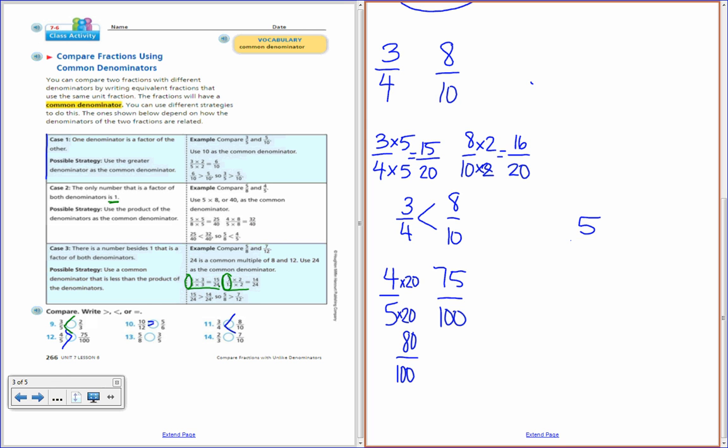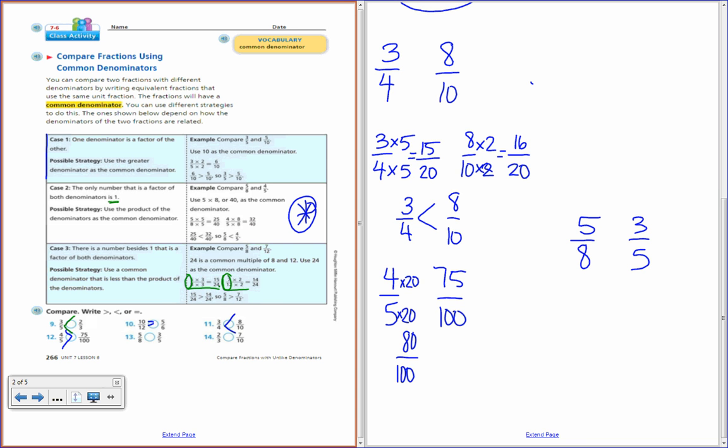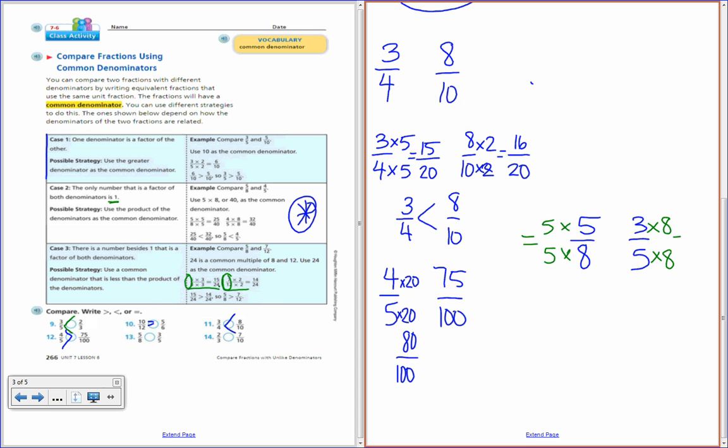Okay, 5/8 and 3/5. Well, that's this scenario right here. 8 and 5. There's nothing that goes into those, or they don't relate to each other very well. So we're just going to use the opposite one to get our equivalent fractions. 25/40 and 24/40. So 5/8 is greater than 3/5. Because now I'm looking at the ones with the common denominator, and all I have to do is look at the top ones to see which one's bigger and which one's smaller.